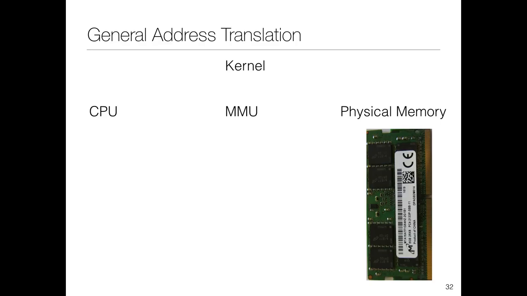So let's look at a generalized address translation, and we'll eventually move on to some specific techniques of address translation. We have four different components. We have the CPU, which, what does the CPU do? Pratik?